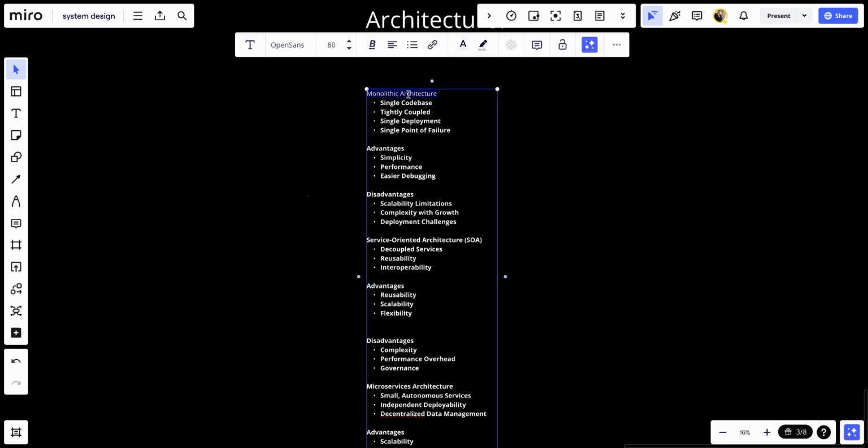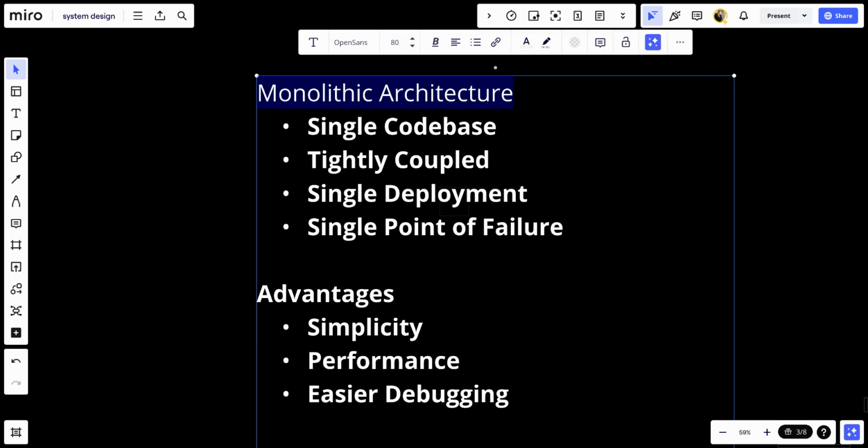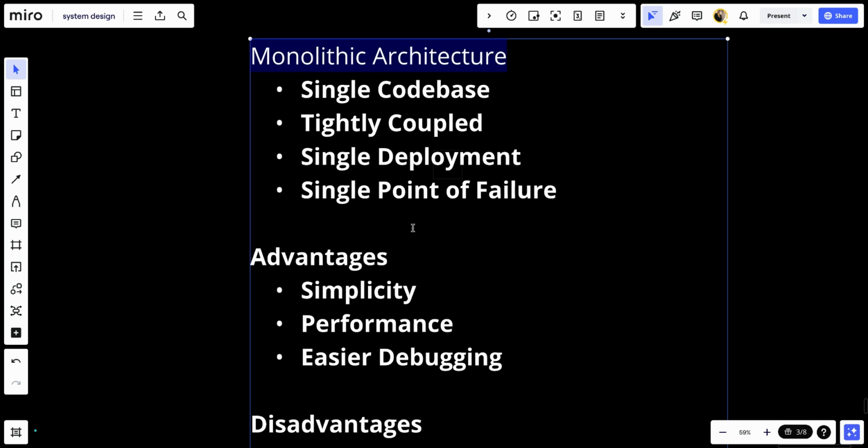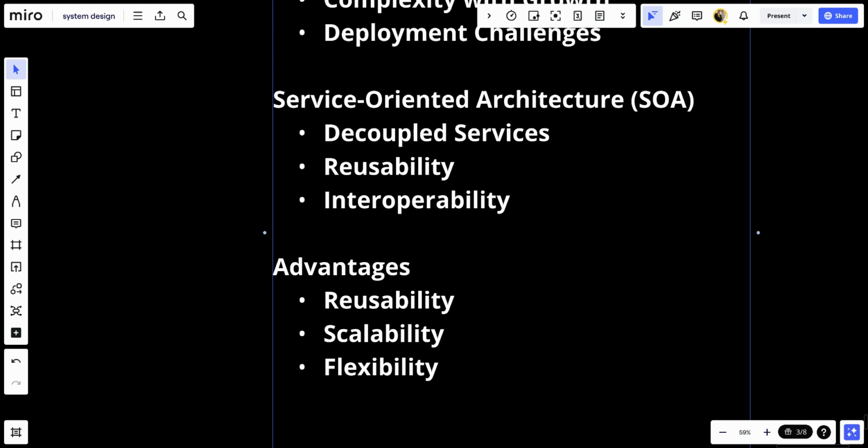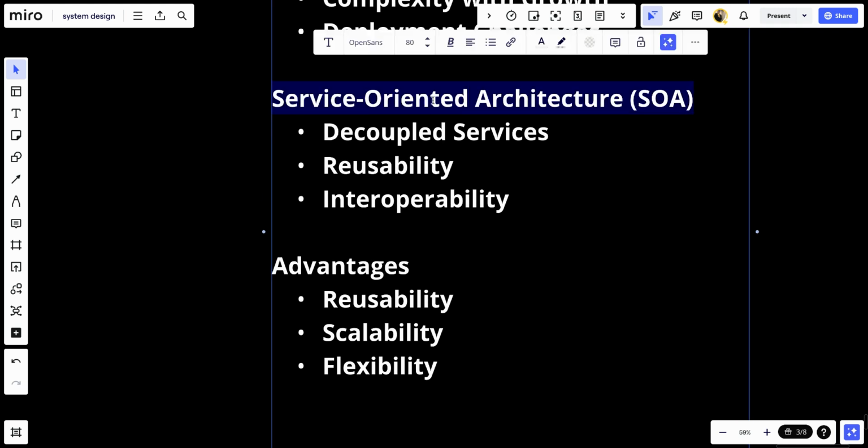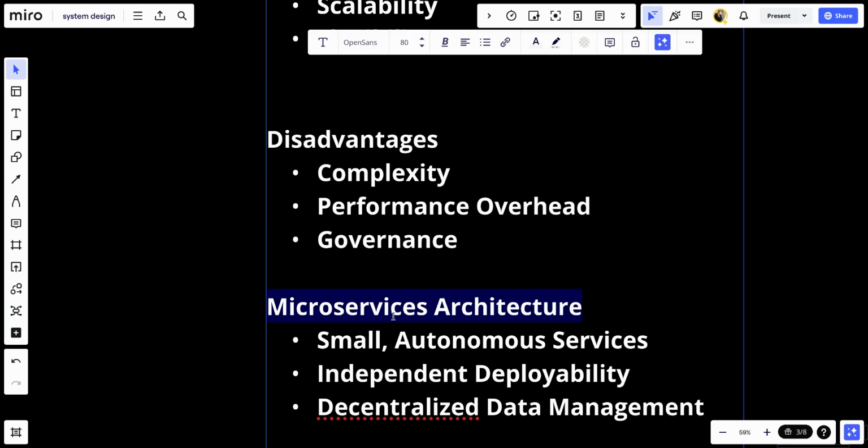We use the monolithic architecture, suitable for small to medium-sized applications with simpler requirements, and the service-oriented architecture, useful for large enterprises with diverse applications that need integrated and shared functionalities. And we have microservice architecture. It's ideal for complex, large-scale applications that require high scalability, flexibility, and resilience.